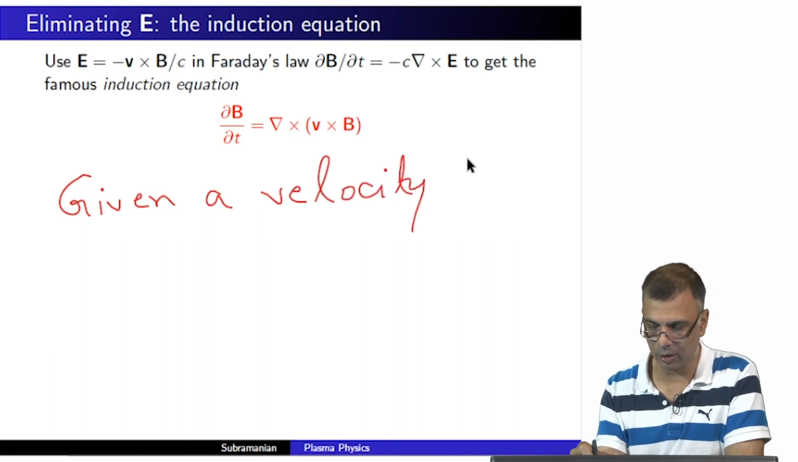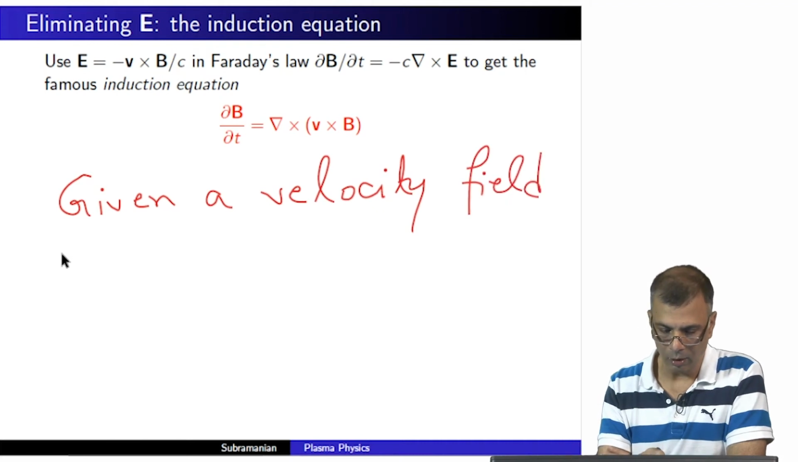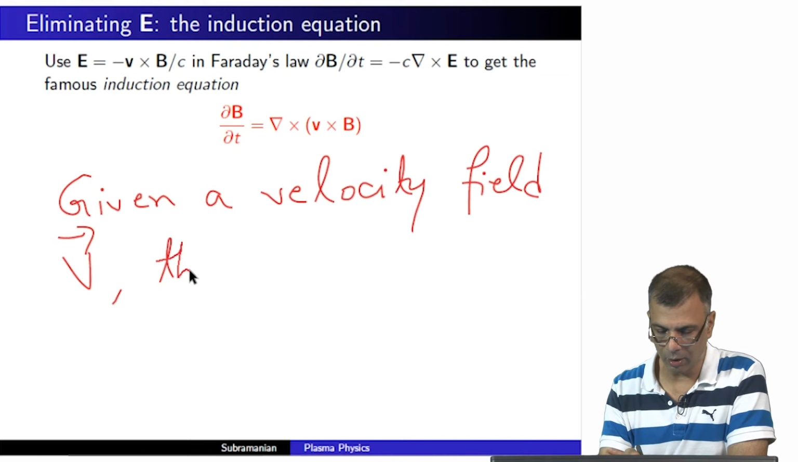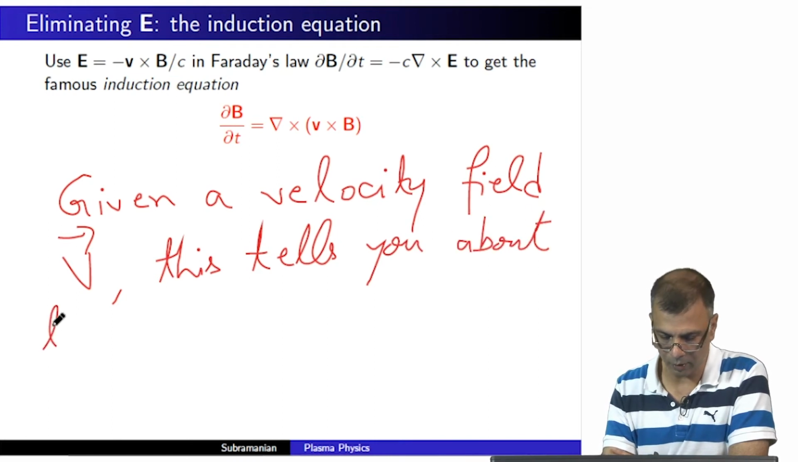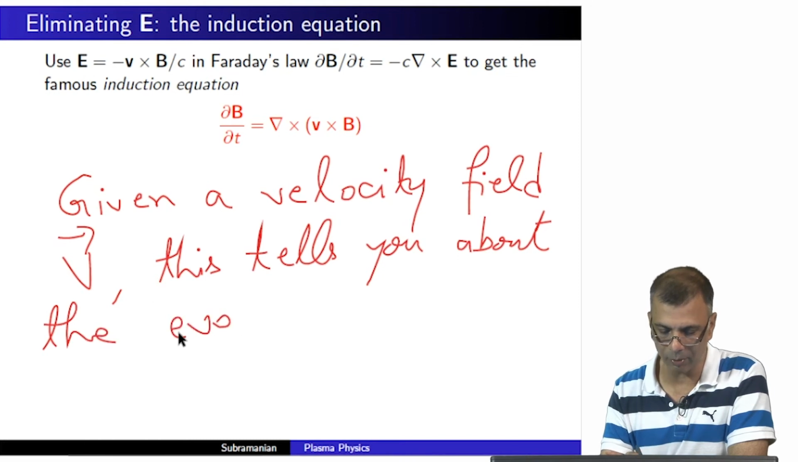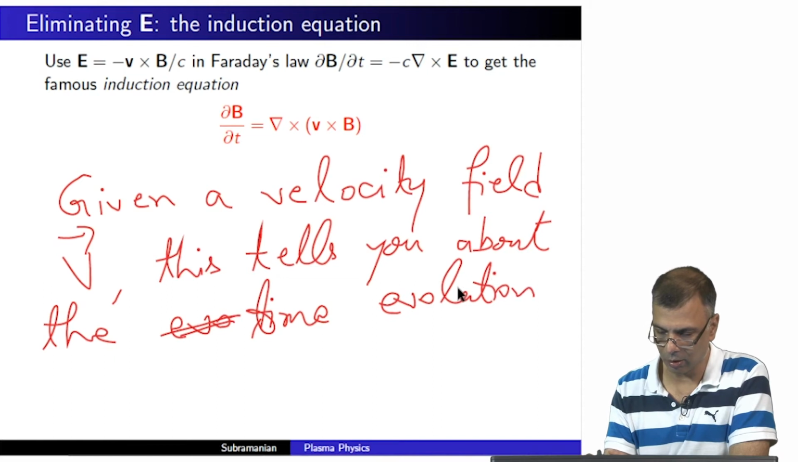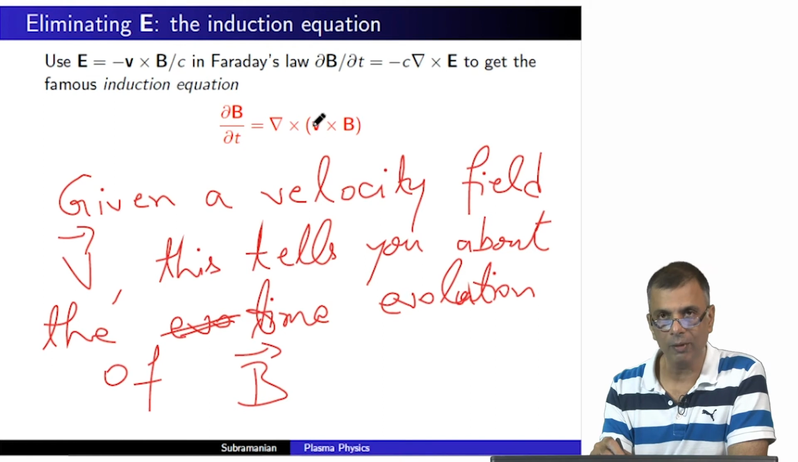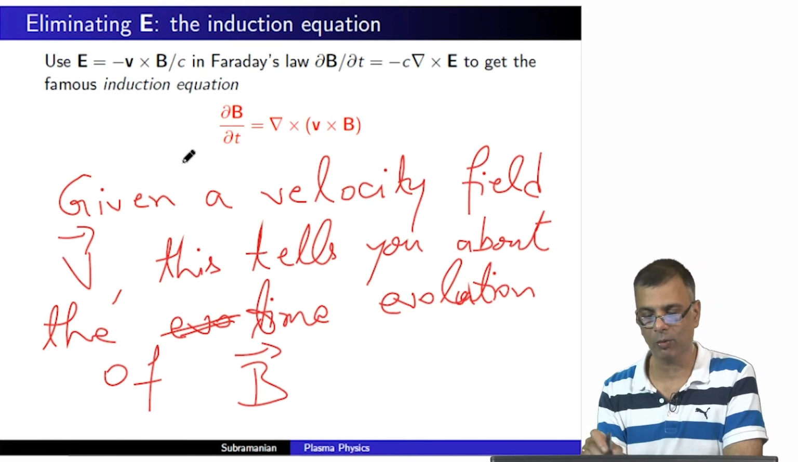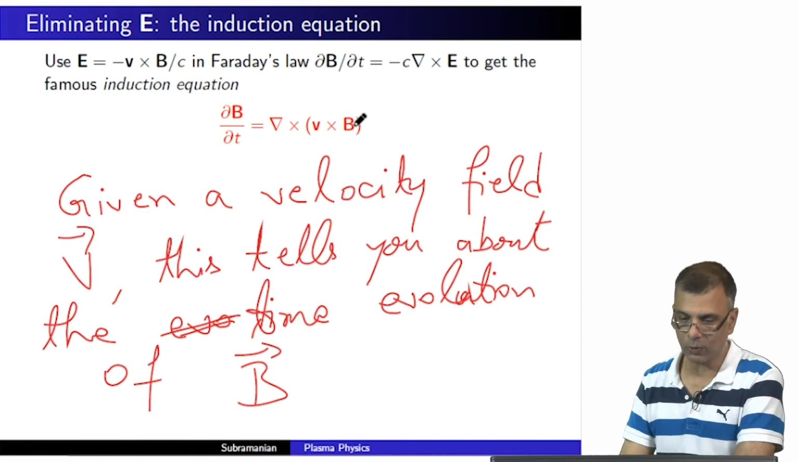Given a velocity field V, this tells you about the evolution, the time evolution, of the magnetic field B. All you need is V, right, and this gives you a complete dynamical equation for B. Okay. And this is what is called the induction equation.